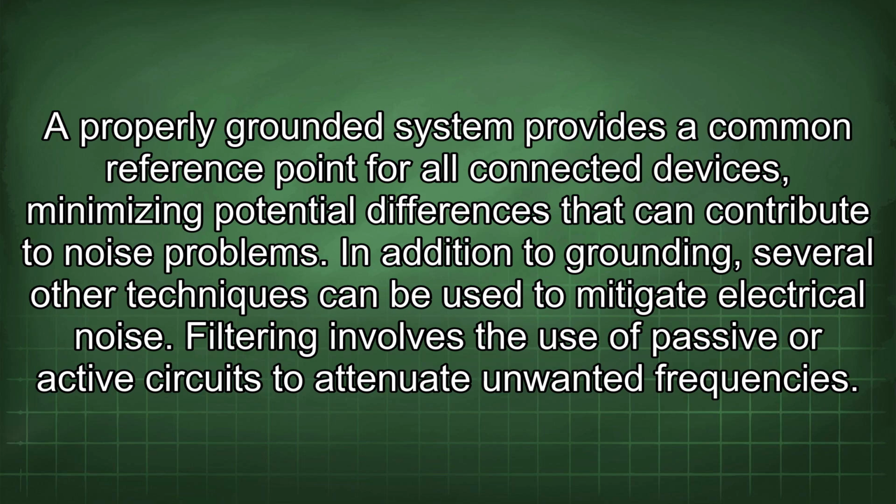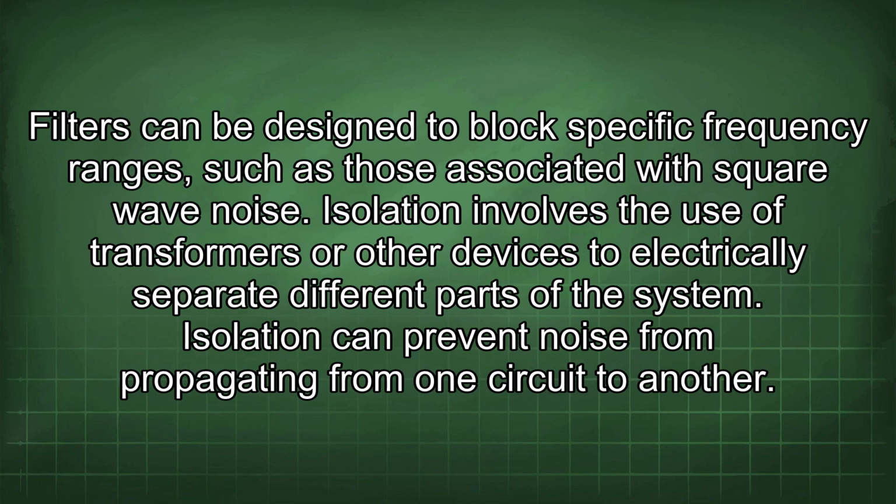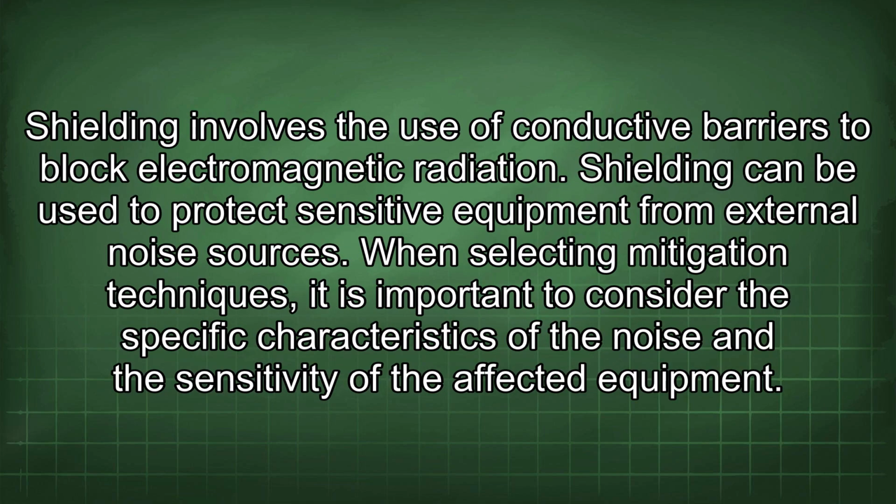Filtering involves the use of passive or active circuits to attenuate unwanted frequencies. Filters can be designed to block specific frequency ranges, such as those associated with square wave noise. Isolation involves the use of transformers or other devices to electrically separate different parts of the system. Isolation can prevent noise from propagating from one circuit to another. Shielding involves the use of conductive barriers to block electromagnetic radiation. Shielding can be used to protect sensitive equipment from external noise sources.